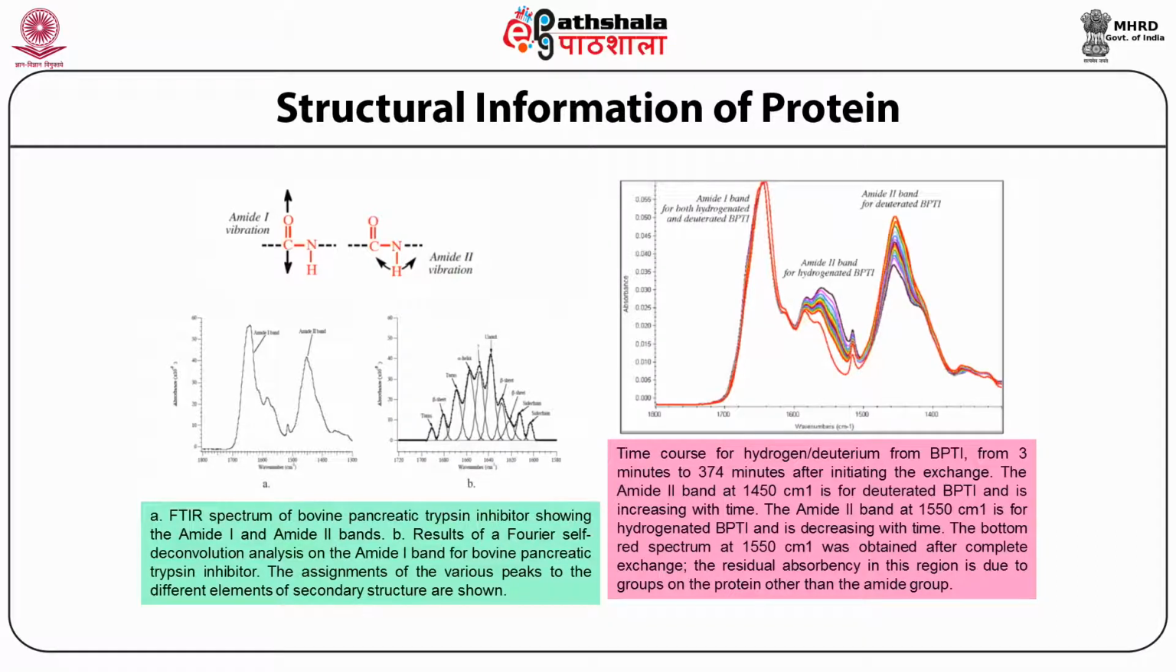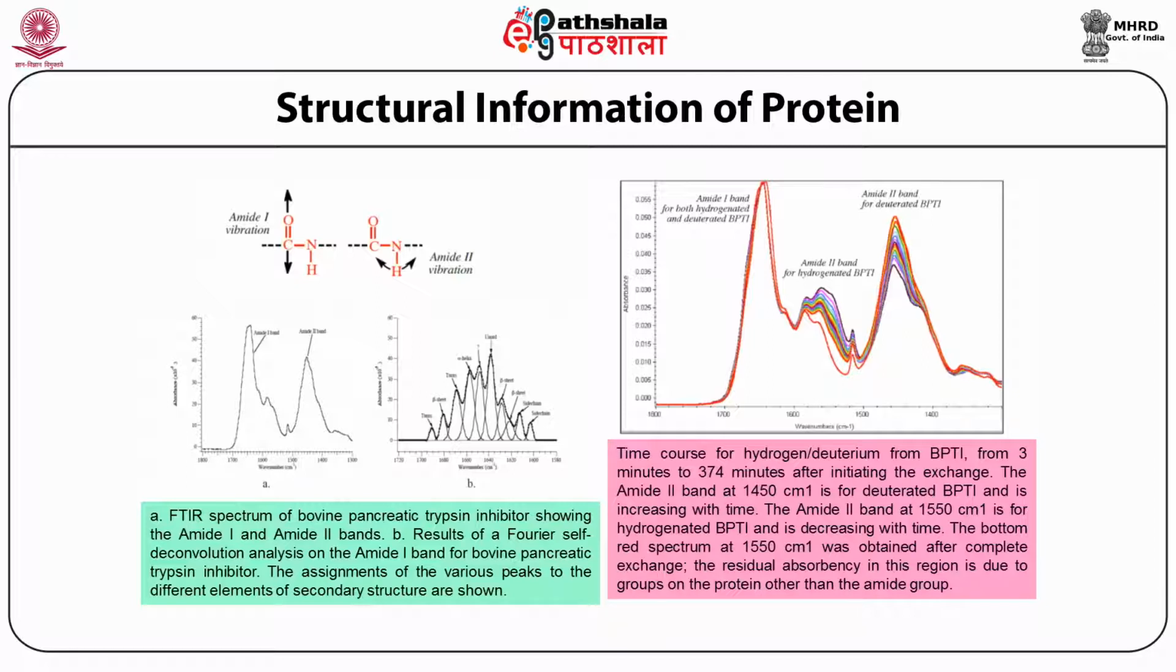Now it is the most common technique for getting the structural information of the protein, and you can see here the CO bond gives you the amide 1 vibration band, and the NH group gives the amide 2 vibration, and here you can see the amide 1 and amide 2 FTIR peaks.